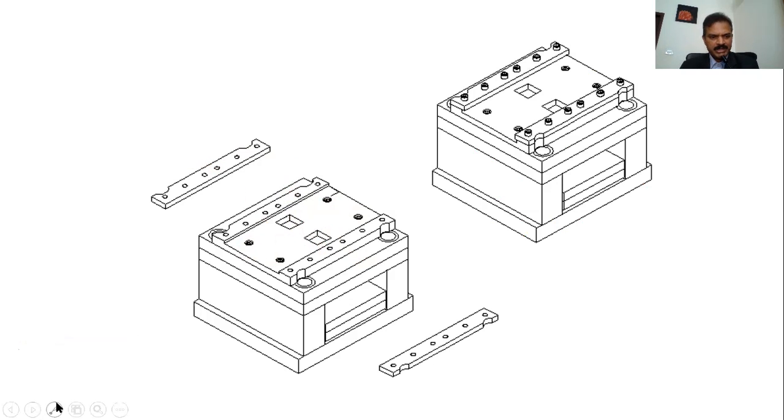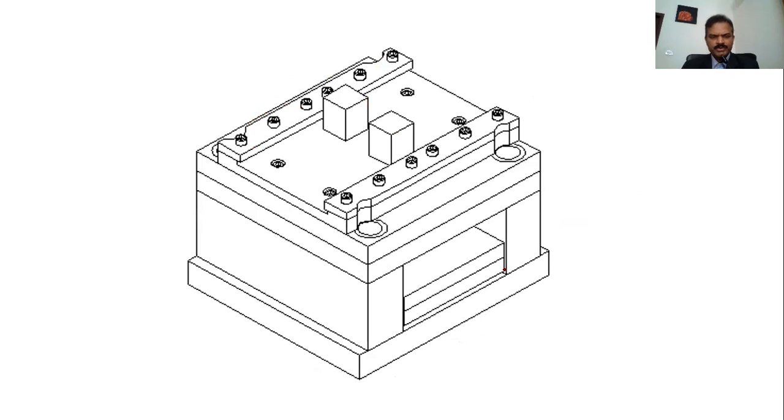This is called the keeper plate. Now you see, you clamp the keeper plate on it, it will create a T shape here. Now the slide can move.